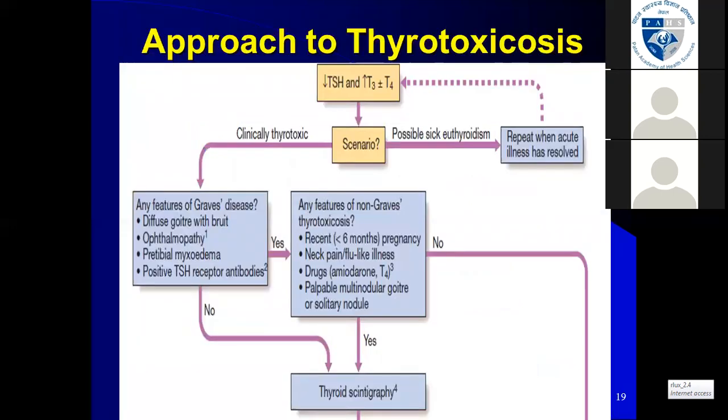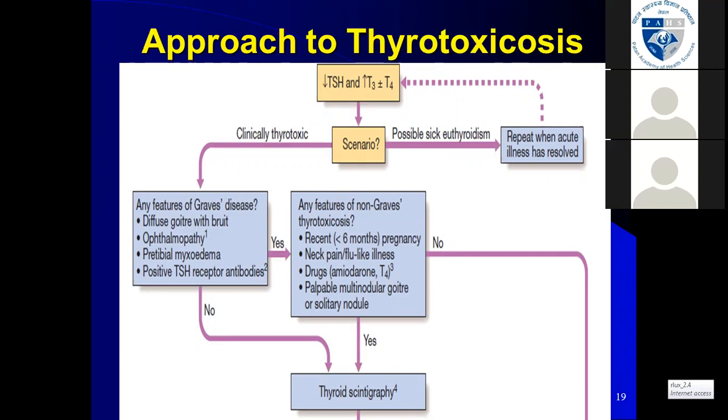Now coming to the approach to thyrotoxicosis. When the level of TSH is decreased and the free T3 and/or T4 level is increased, at that time we have to look at the patient clinically. And clinically, if it is thyrotoxic, then we have to look for the features of thyrotoxicosis, especially Graves' disease. And if it is not, then it could be due to sick euthyroidism. I have already mentioned this in hypothyroidism also.